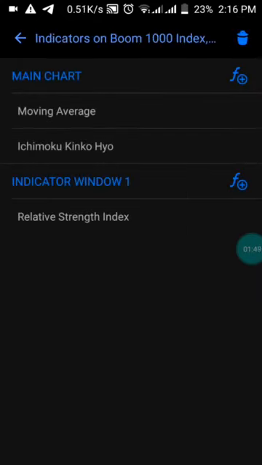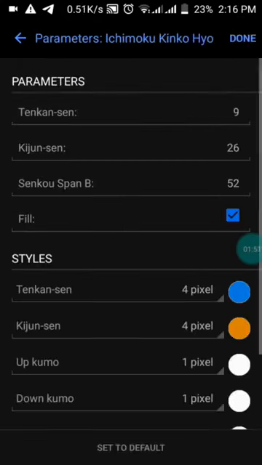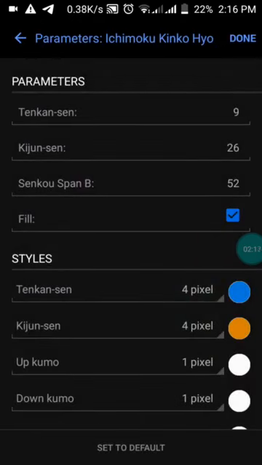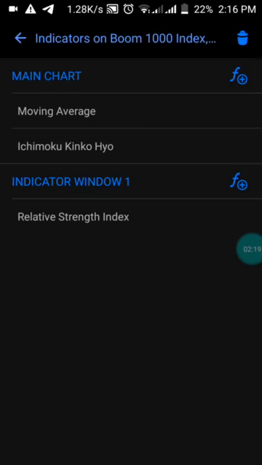Then let's move to the Ichimoku. We have the Ichimoku, we have the 9, we have the 26, and we have the 52. So you have to click on the field, and this is how the style is. You can choose any color of your choice. You see, I have white here in the upper and down because I have it as my background. So if you are using a black background, make use of black color. You press on done. Then we have the relative strength index in our window 1.